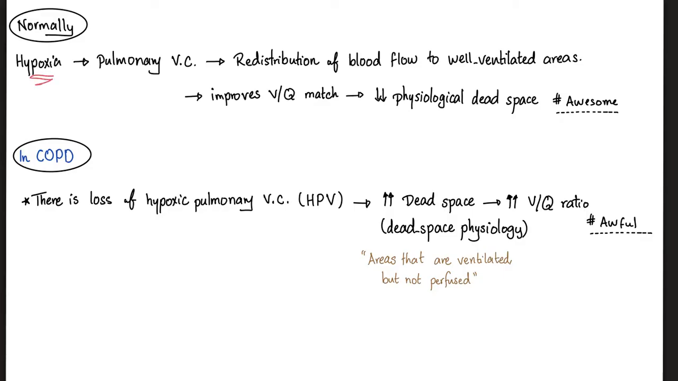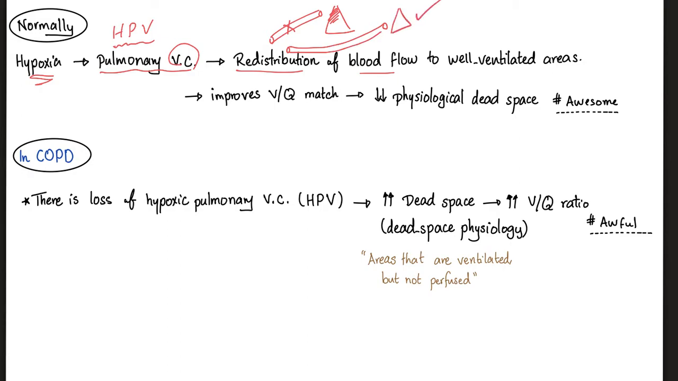Normally, when you have hypoxia, pulmonary vasoconstriction will occur, and we call this hypoxic pulmonary vasoconstriction, not to be confused with the human papillomavirus. Haha. This will lead to redistribution of blood flow to well-ventilated areas. Basically, here's the story. This is a blood vessel, and this blood vessel is supplying a piece of lung which is bad. It's hypoxic. So we constrict this blood vessel to allow other blood vessels to perfuse normal areas of the lung, which is exactly what we want. This is called hypoxic pulmonary vasoconstriction. You constrict this one. This will improve the VQ match and decrease the physiological dead space.